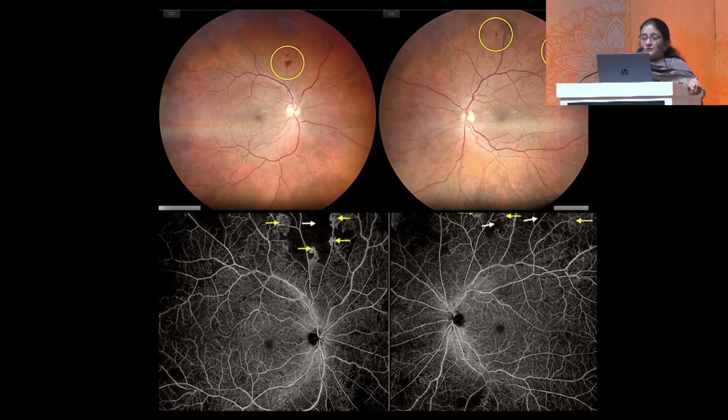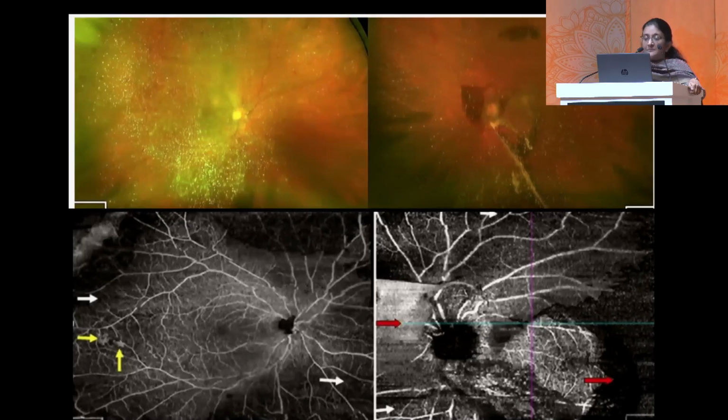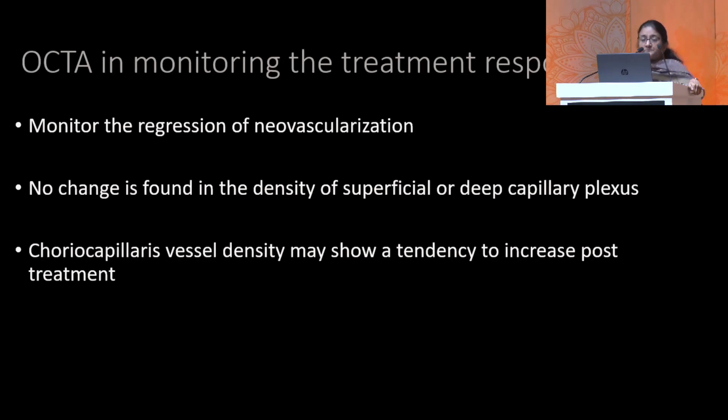Now, this is a color fundus photograph, where you find multiple NVs of the retina, and these are very beautifully appreciated on doing an OCTA, adjacent to the CNP areas, again detected on an OCTA. However, if you compare OCTA with an FFA, the disadvantage is that you're not really finding the active leakage, which is very well identified on the FFA in comparison to an OCTA.